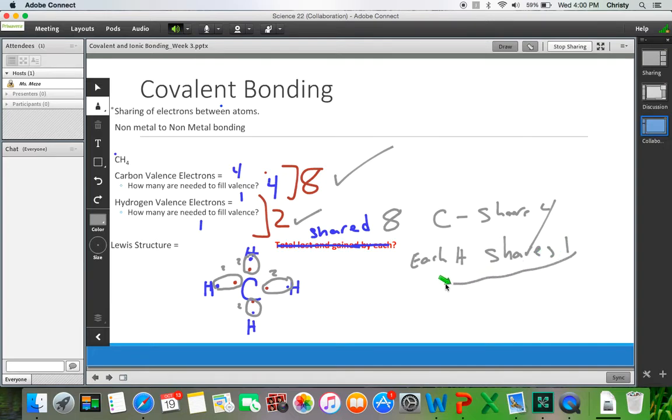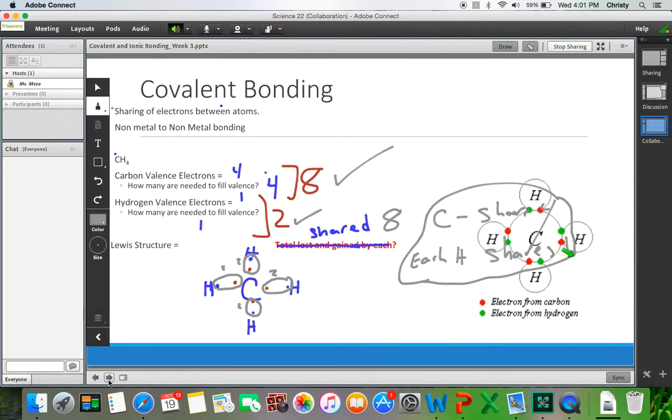Okay, so there's a part of your project where you're going to be given some compounds, and you're going to have to say how many electrons are gained, shared, or lost in that compound. So this is what I want to see. I want to see a specific breakdown of how many electrons are shared or taken or lost, and taken or lost would be in an ionic bonding. So in covalent, you just need to say how many did each element share, or each atom. So let's do another example.